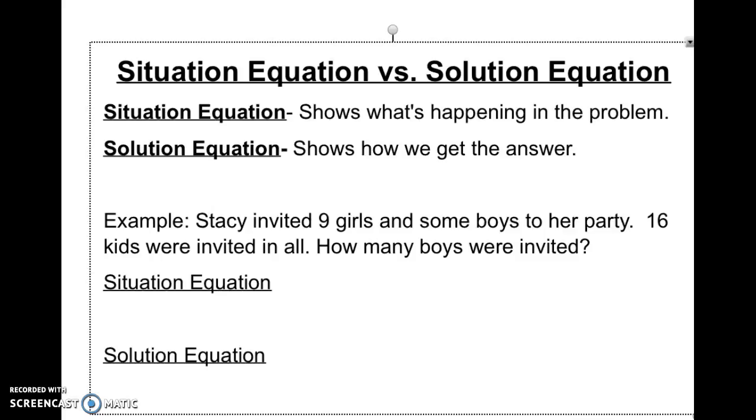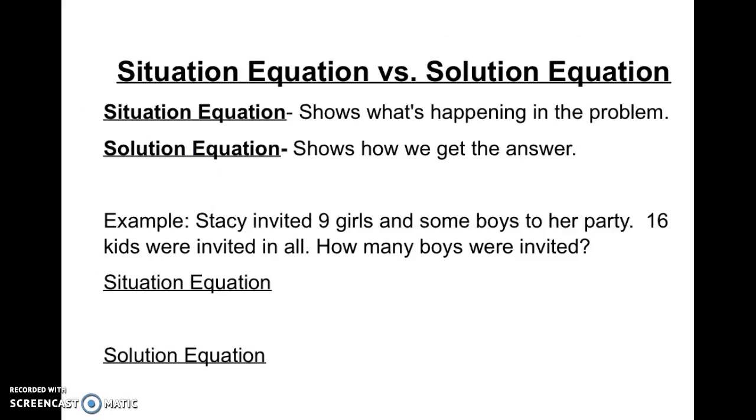Now, you might be asking yourself, what is a situation equation and a solution equation? Well, a situation equation shows what's happening in a problem, and the solution equation shows how we get to the answer. So they're very different things, and I'm going to give you an example of each of them so you understand how they're different. So here's our example problem.